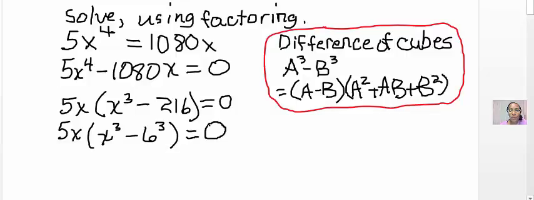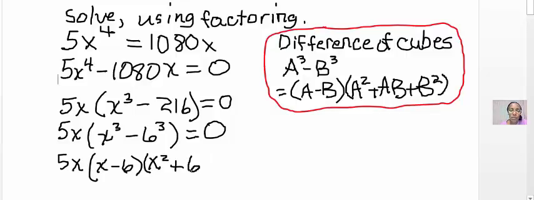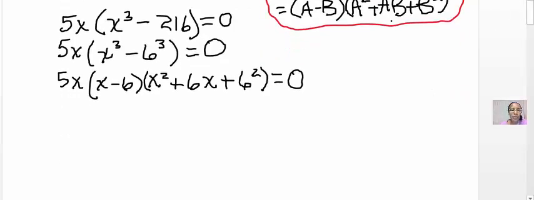So in a problem like this, we're using this difference of cubes formula. Instead of a, we have x. Instead of b, we have 6. So our a minus b is x minus 6. Our a squared is x squared. Our ab is x times 6, which we can write as 6x. And our plus b squared is plus 6 squared. And so we now have this factored.